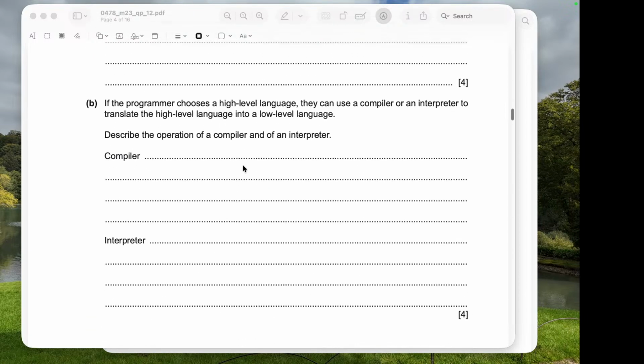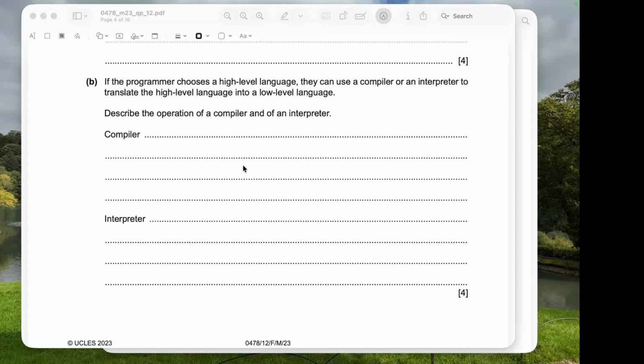So a programmer chooses a high level language, and they can use a compiler or an interpreter to translate the high level language into a low level language. So describe the operation of a compiler and an interpreter. There are 4 marks, so basically 2 points for the compiler and 2 for the interpreter. For this, we're thinking about what is the crux of what a compiler or an interpreter does.